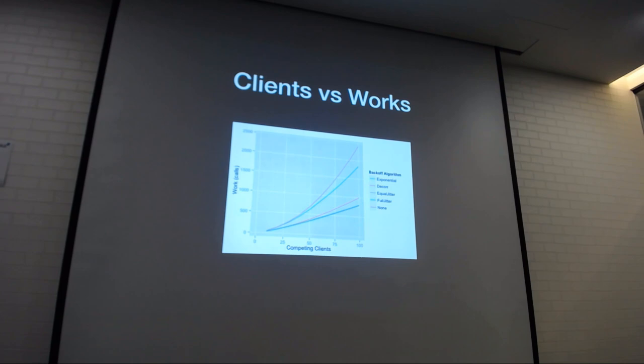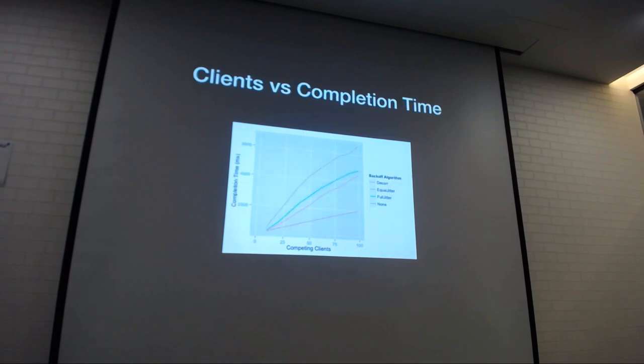You also need to consider your clients versus the completion time. If you do full or equal jitter, this one, the yellow one, it means you wait for double the time and randomize between two values. So you wait very long to let all the clients finish the work.